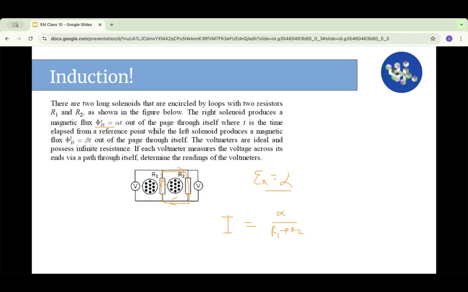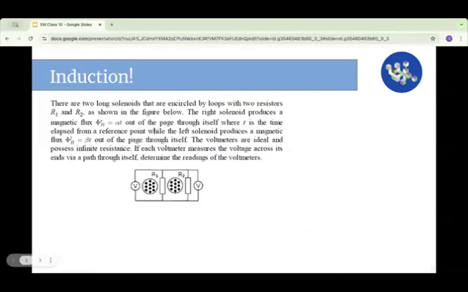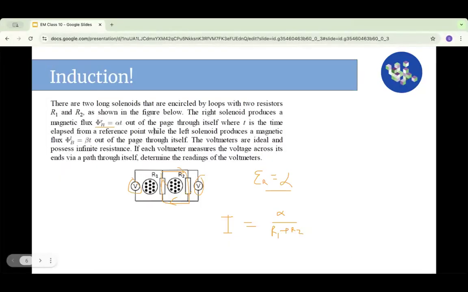We're assuming that these voltmeters have infinite resistance, so there's no current going through them. So everywhere in this loop over here, we have the same amount of current. Let me use a different color. I'll just let that be I, and that's our current I.